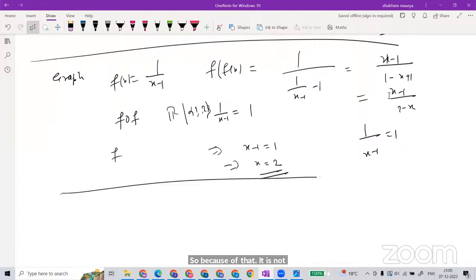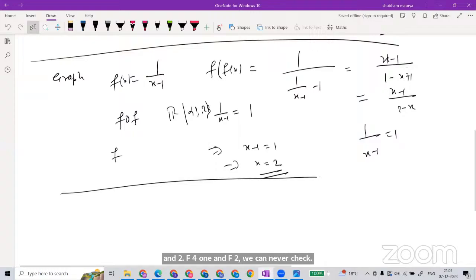Why can we not check? I'm just asking why we cannot check. At x equal to 1 and 2, f of x is not defined, right? So how can we check the value of f of 1 and f of 2? It is not defined, so then it would be discontinuous.